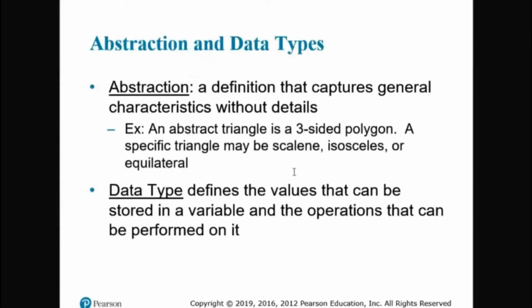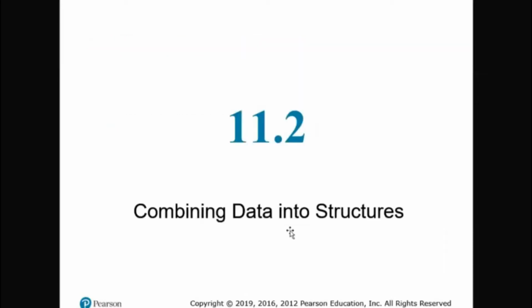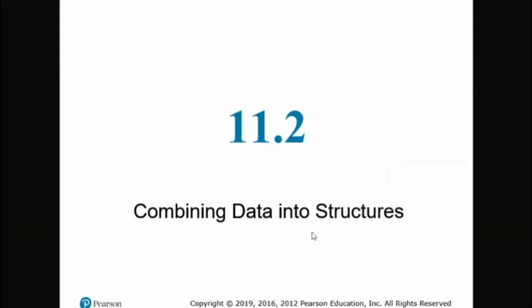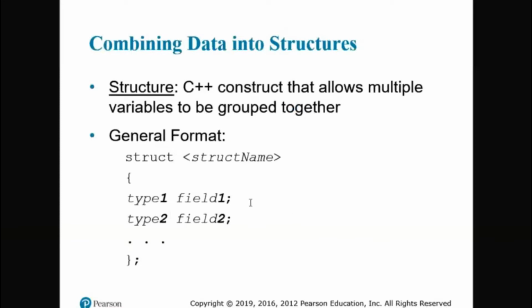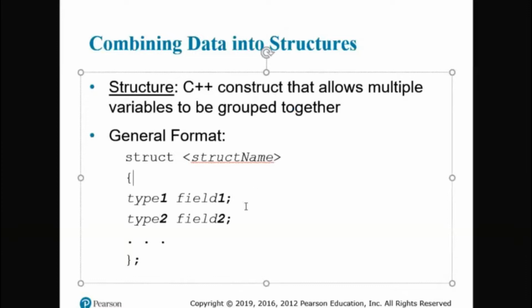This is another definition: a definition that captures general characteristics without details. I already explained that to you. So how to combine this data? One of the solutions is structures. The problems of variables and arrays were solved by structures. Structures were introduced to solve this problem, that if we want to combine different data types, we can do it in a structure. So what is a structure and how do we do it? A structure is a container in which we can combine built-in data types.